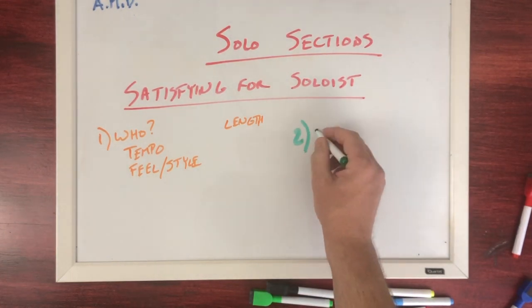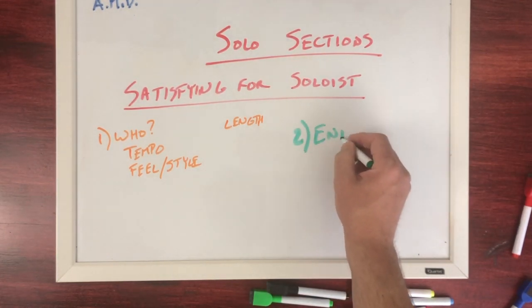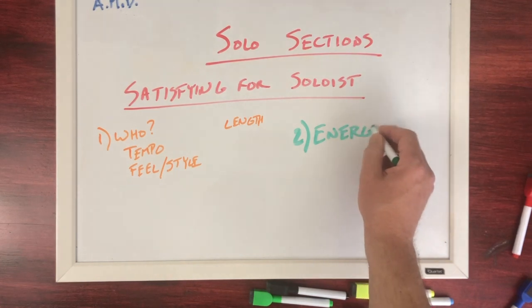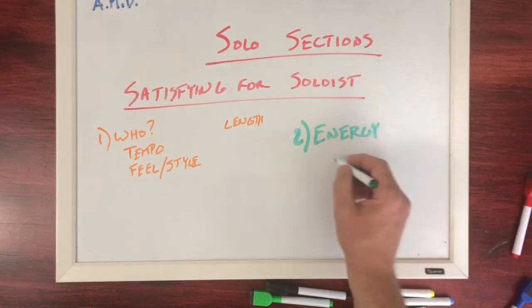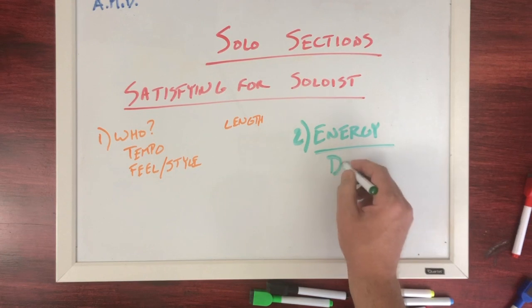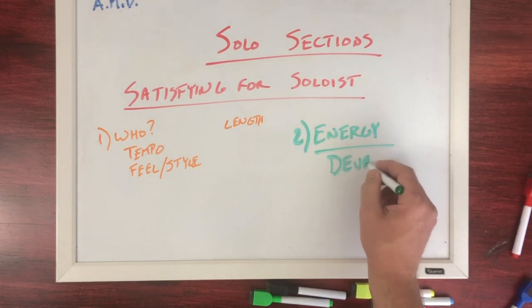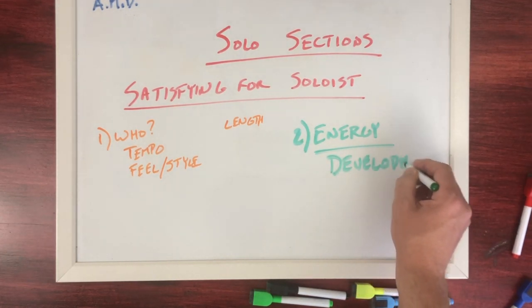Do you want a solo section that could have repeat signs, that could be repeated many times so the soloist could play a lot, or do you want something that's shorter? Of course, those questions then flow into our next area, which is thinking about energy and development.